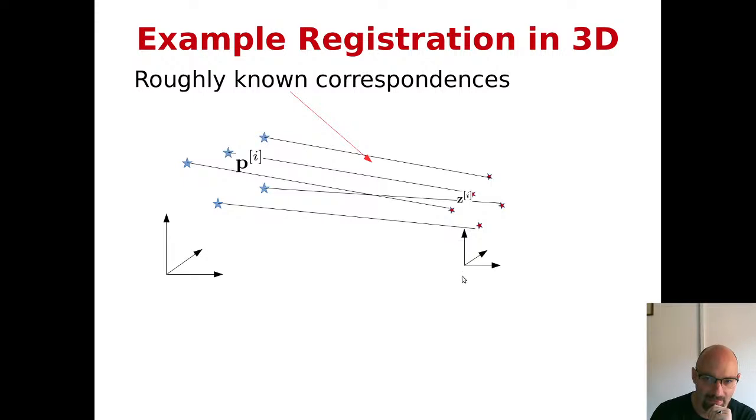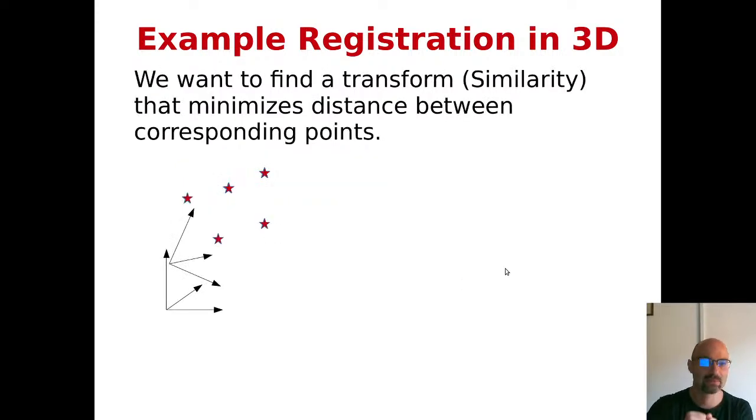Observe that here I drew the axes smaller, right? Like when you do the registration, the axes become bigger, just to denote that we are also zooming the point set in order to achieve the maximum overlap. Okay, this is the problem that we are tackling.